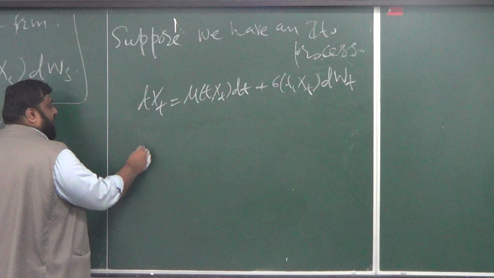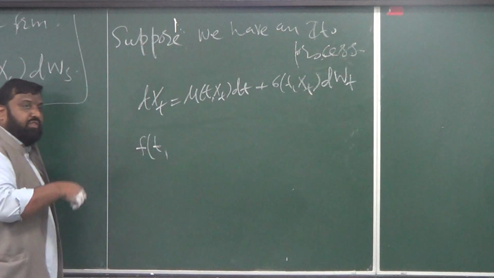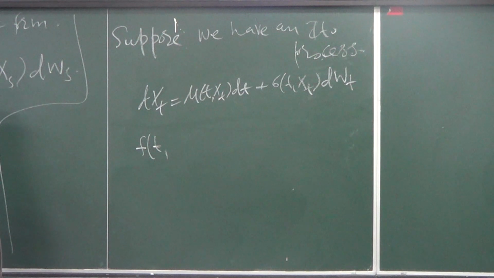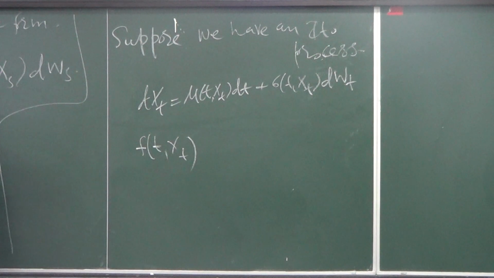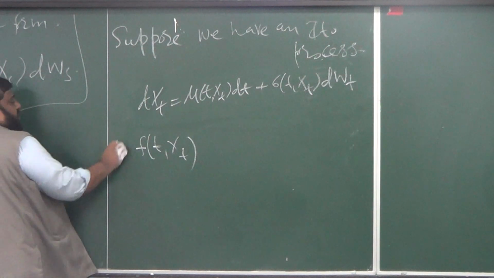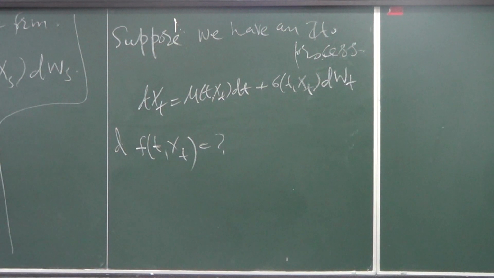And I have a function f that is now not a function of Brownian motion and time, but a function of t and X_t. The question is, what are the dynamics of this function? I'm not saying that the function directly depends on the Brownian motion, but it depends on a process that depends on Brownian motion, and I want to know the dynamics of such a process.